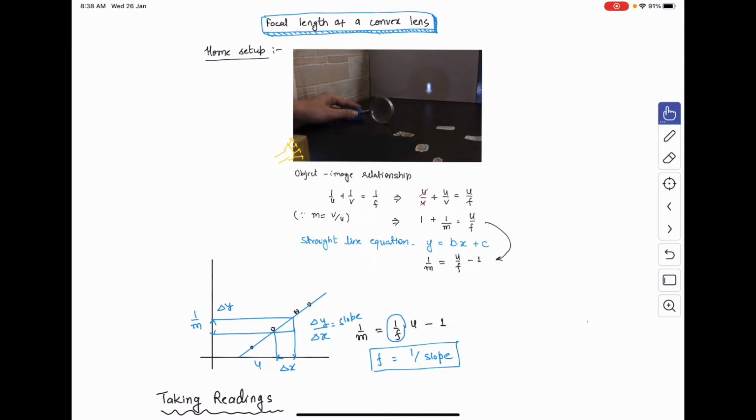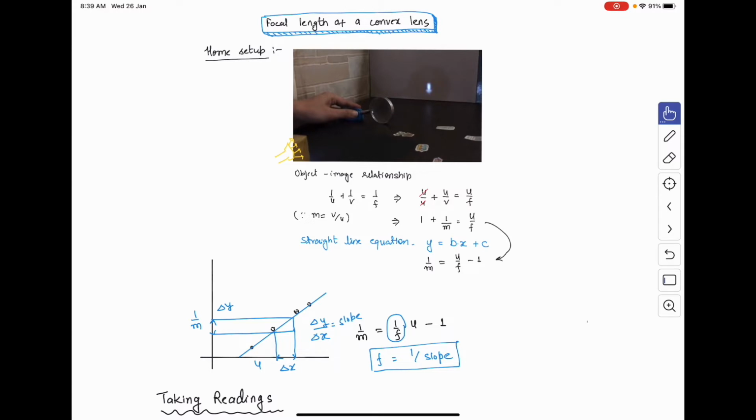So this is a very basic setup. You can see here this yellow drawing is for a torch. This torch is put in a box whose opening is in the shape of an arrow, which you can see as a real and inverted image being formed on the screen with the help of a double convex lens. So the aim of this activity is to find the focal length of a convex lens.